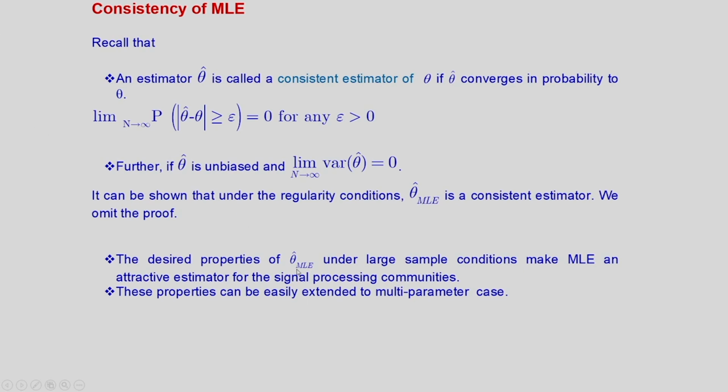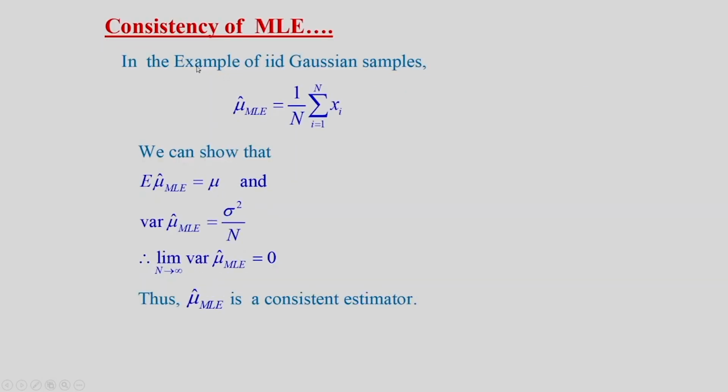The desired properties of theta hat MLE under large sample conditions make MLE an attractive estimator for the signal processing communities, because as we have seen, if we consider general properties of theta hat MLE, then they are not very attractive, because we have to presume something. But here these large sample properties ensure that theta hat MLE is asymptotically efficient and it is a consistent estimator. So, these properties also can be extended to multi-parameter cases. Let us give an example.